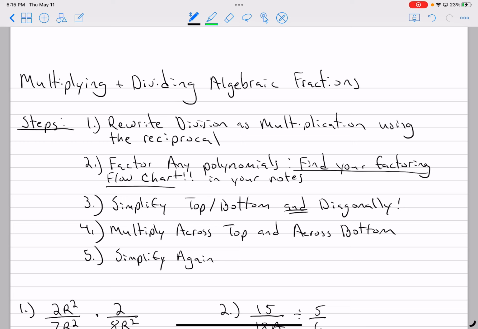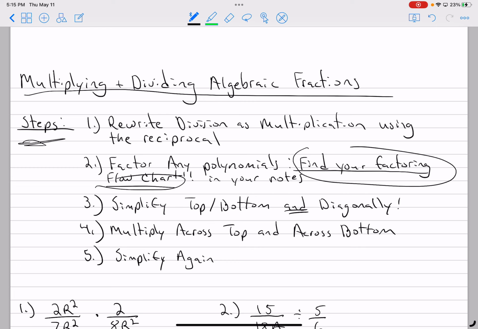So write this down: multiplying and dividing algebraic fractions. This is easier than adding and subtracting. Here are your steps. 1. Rewrite division as multiplication using the reciprocal. 2. Factor any polynomials. Find your factoring flow chart in your notes.